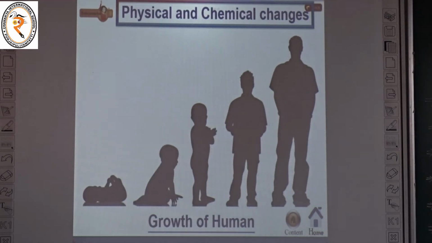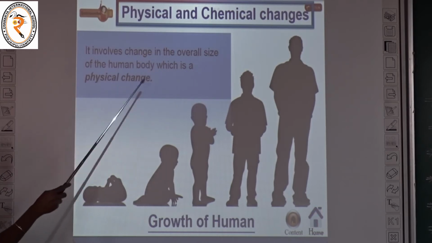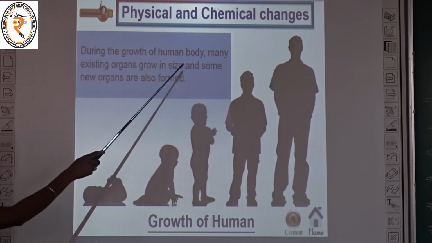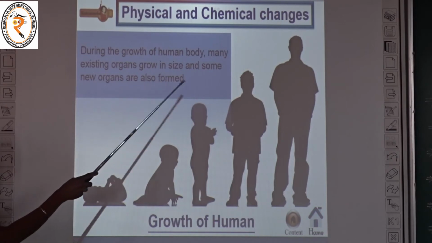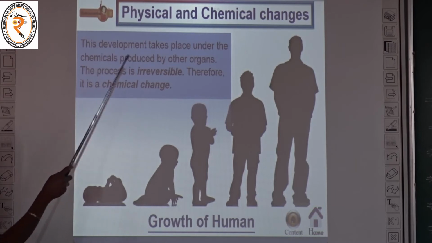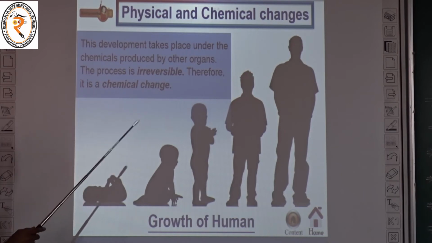Physical and chemical changes. What is an example of both physical and chemical changes? See, growth of a human. It involves change in the overall size of the human body, which is a physical change. Chemical change: this development takes place under the chemicals produced by other organs. So the process is irreversible. If it is irreversible, now we can say it is a chemical change.